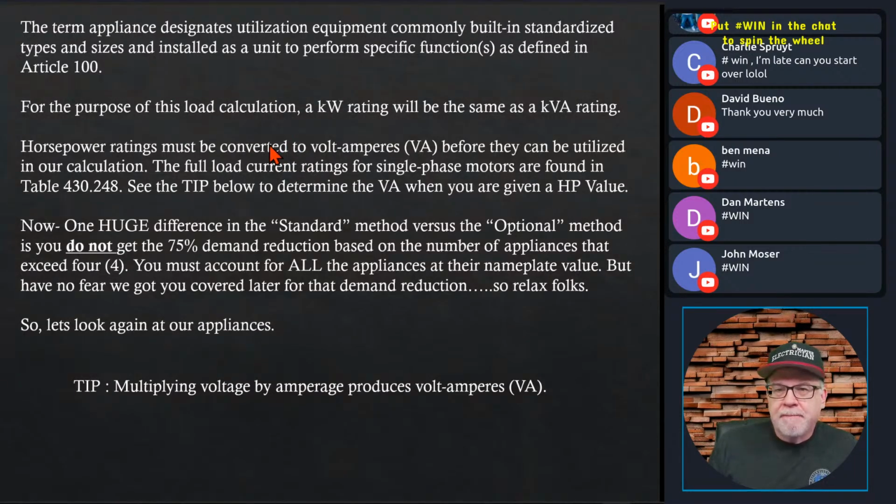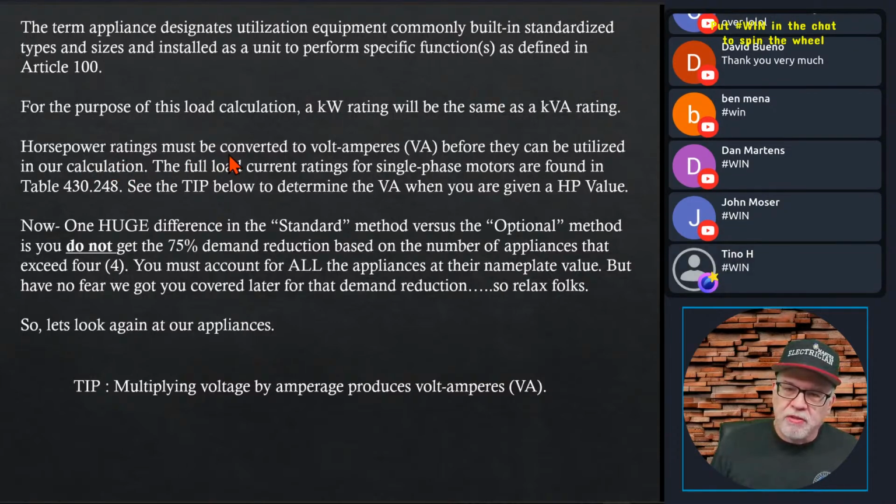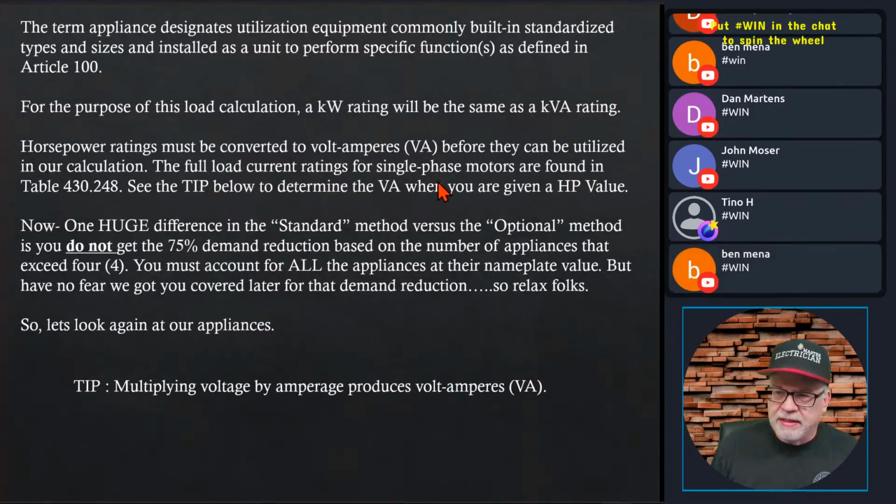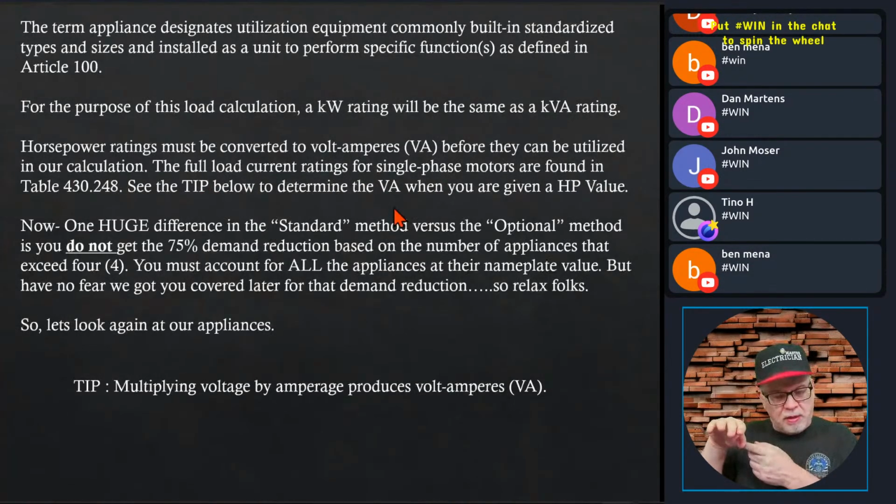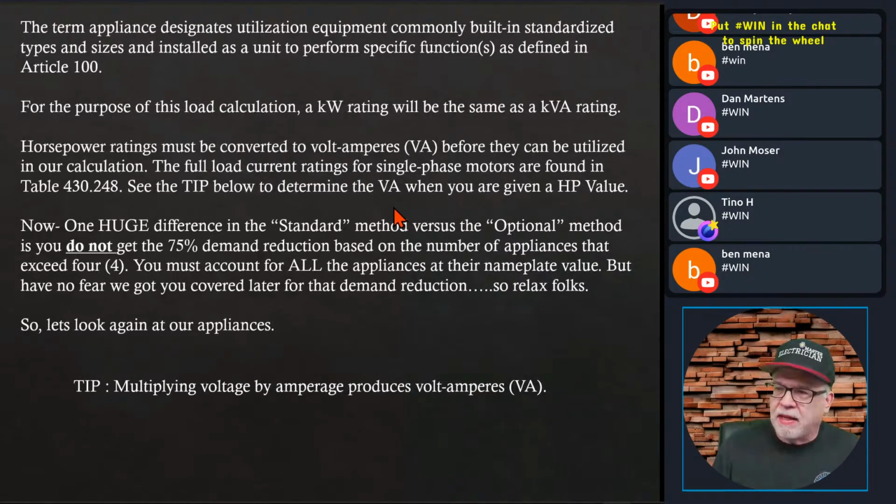So for the purpose of the load calculation, remember that KW rating will be the same as KVA. Y'all know I'm a KVA kind of guy. I like the VA. I like to get everything solved in VA because it makes our calculation better, okay? Now, horsepower ratings must be converted to VA. Y'all saw me do that a minute ago before they can be utilized in our calculation. So obviously you see what I did. We went to Table 430.248, okay? We took that half horsepower, we went down, it was 9.8, multiplied that by 115. Boom, bada bing, bada bang. That's what we got, okay?